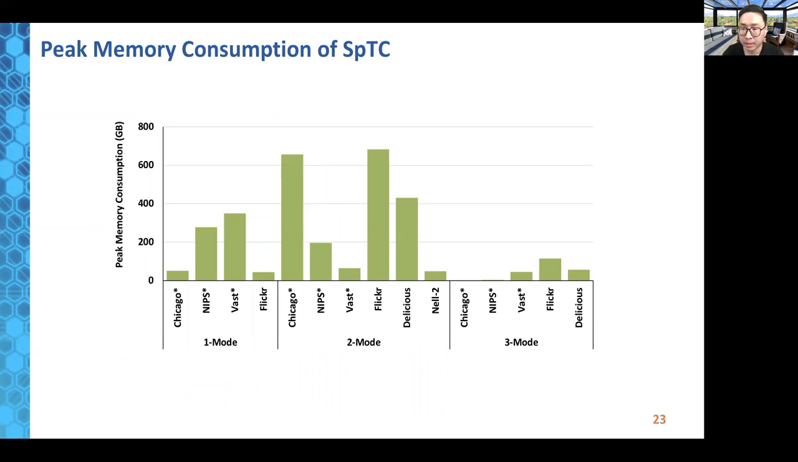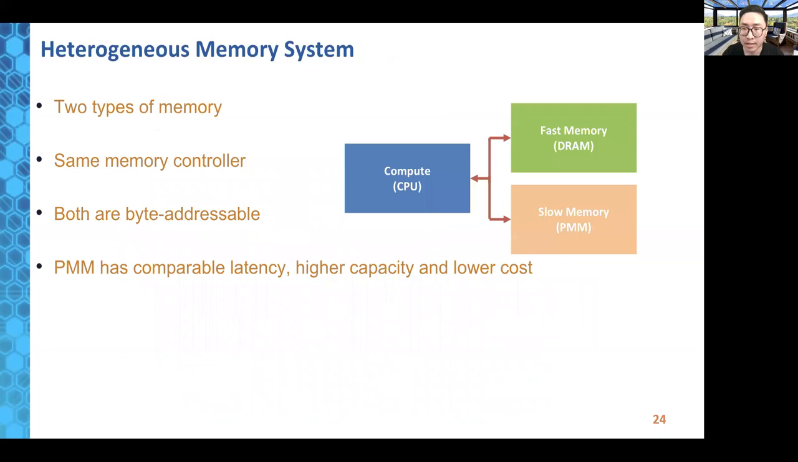In challenge 3, we know that sparse tensor contraction can easily consume hundreds of gigabytes of memory. The memory performance and capacity become the bottleneck. To address this bottleneck, we employ the emerging persistent memory-based heterogeneous memory system. We call it HM. The HM system includes 2 types of memories, which is fast memory with DRAM and slow memory with Intel Optane Persistent Memory Module.